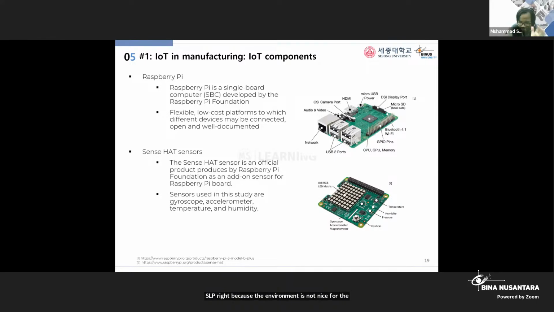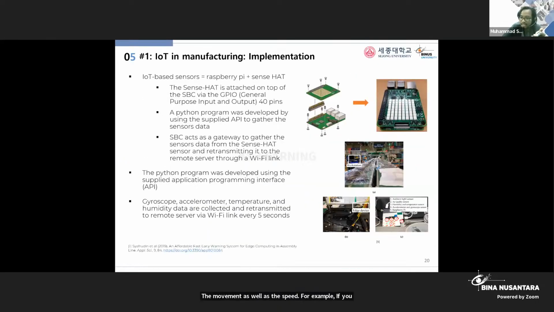The other sensors related to the action of the worker are the accelerometer and gyroscope, because they can detect the movement as well as the speed. For example, if you see the figure here, we have a door trim, right? The door trim is laid out on the workstation. And me, as a worker, I have to assemble some of the parts of the door trim. And if you see from the figure here, we have a hammer. Some of the parts should be hammered.